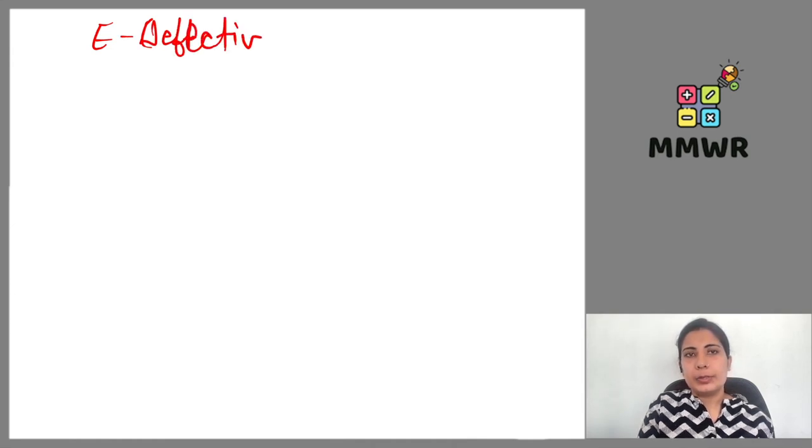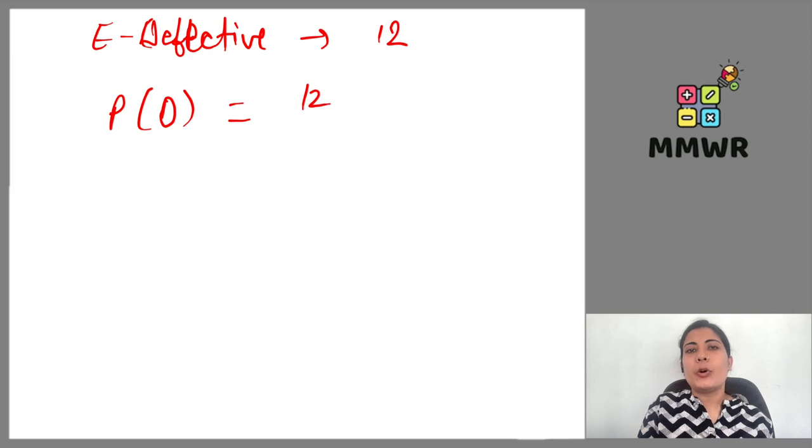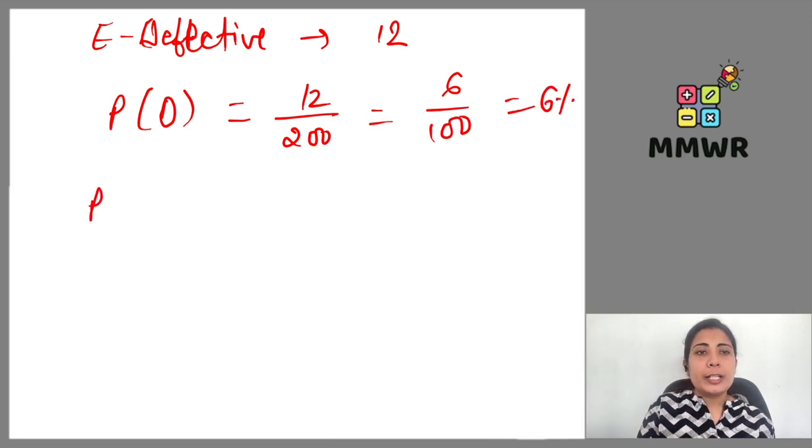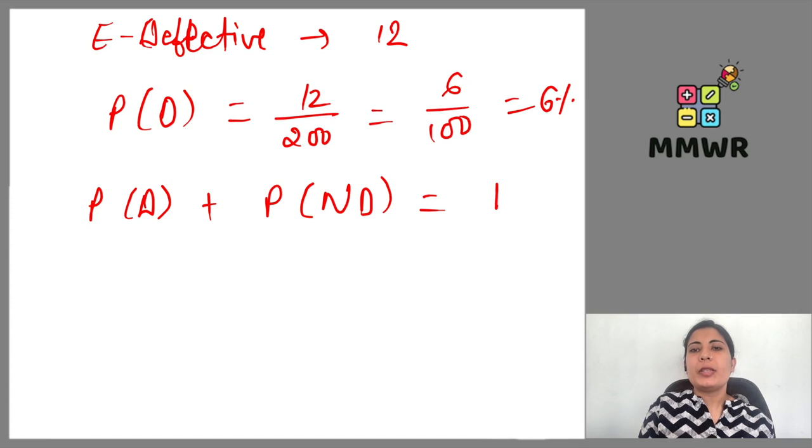Defective bulb. So how many defective bulbs are there? 12. So probability for defective bulb is 12 upon 200. If we simplify this, this gives me 6 upon 100, which is 6%. Right? Now probability of defective bulb plus probability of non-defective bulb should be 1.